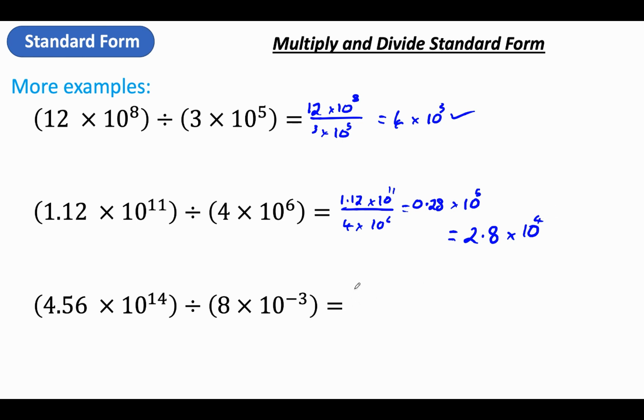And the last one then, we've got some negative powers coming up here. 4.56 times 10 to the power of 14, all divided by 8 times 10 to the power of -3. So we're going to take them away. So, divide first. 4.56 divided by 8 gives you 0.57.